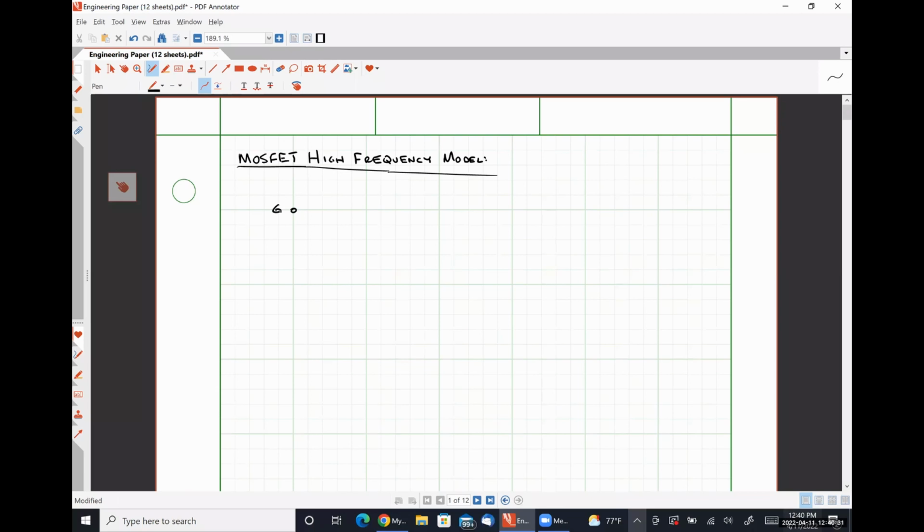So here's our gate terminal. And between our gate and our source terminals, instead of seeing simply an open circuit, we are now going to see a capacitor, CGS. Between our drain and source terminals, we are going to see GM VGS, where VGS is simply the voltage drop over CGS.